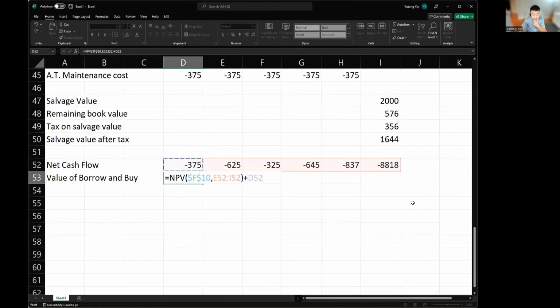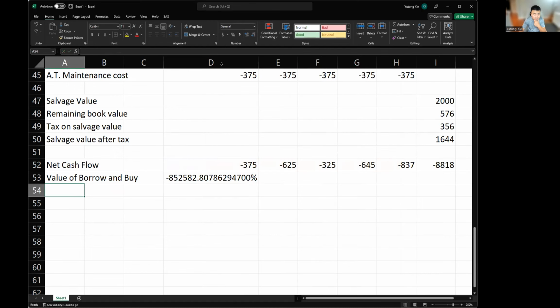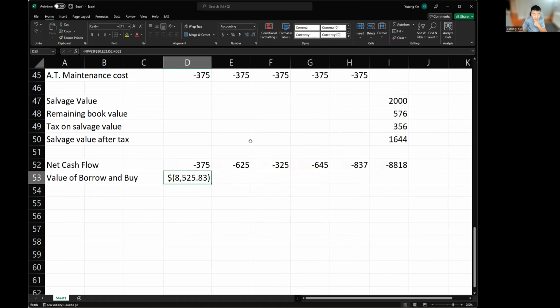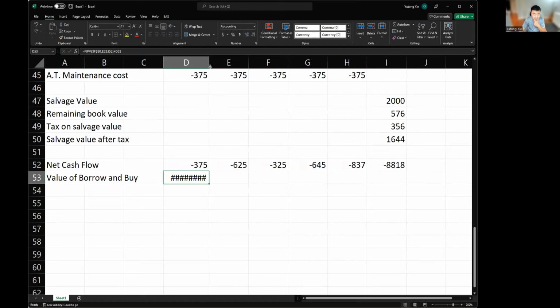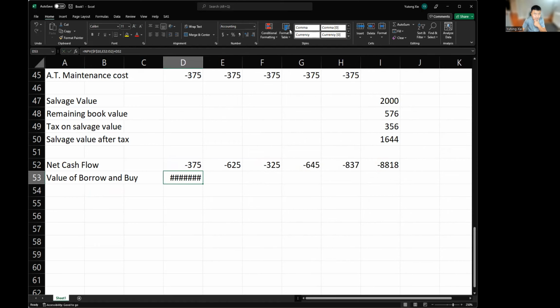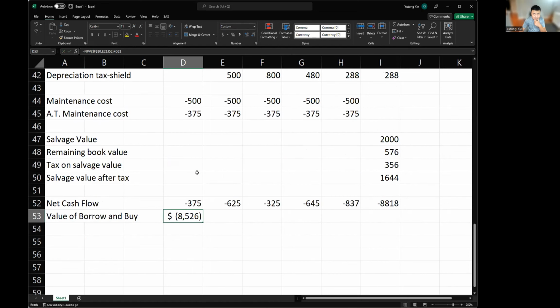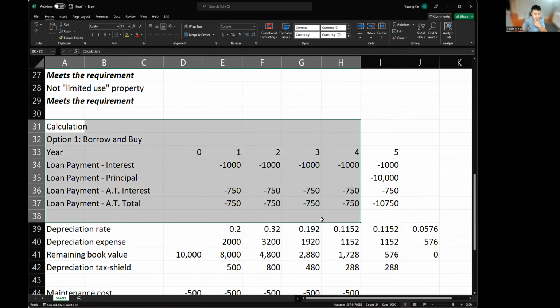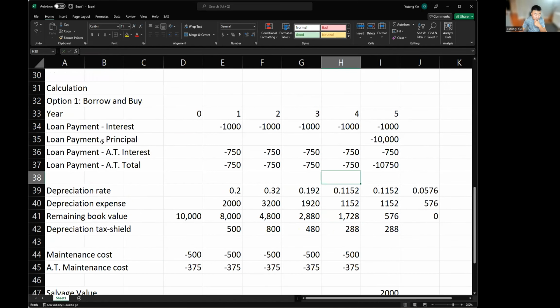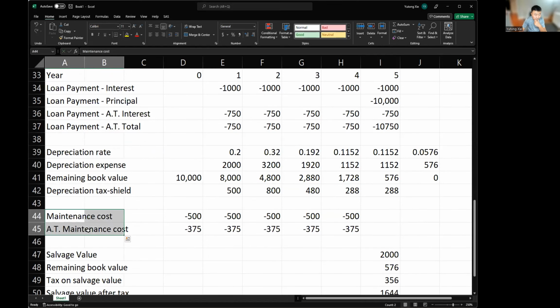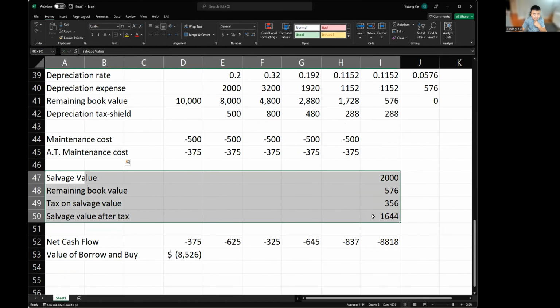So then I need to hit enter. I got a very weird formatting, so I'm going to make it dollars, and do this. Okay, there you go. All right, so this is the same as what we got in class. Okay, so 8526. So this is borrow and buy. So as you can see, we have 1, 2, 3, and 4. We have 4 parts with a salvage value.